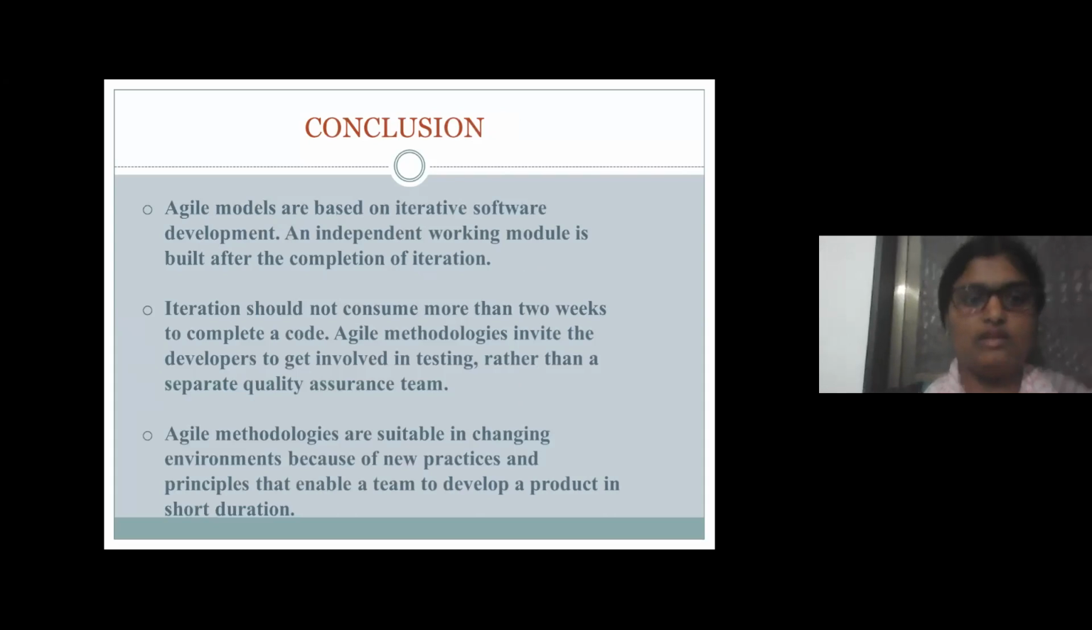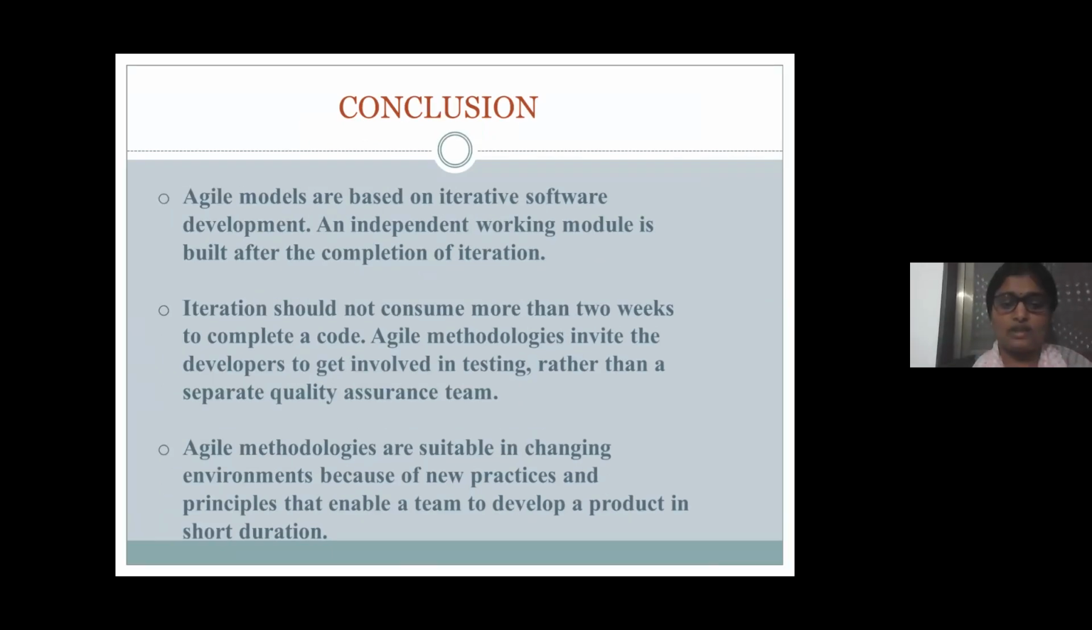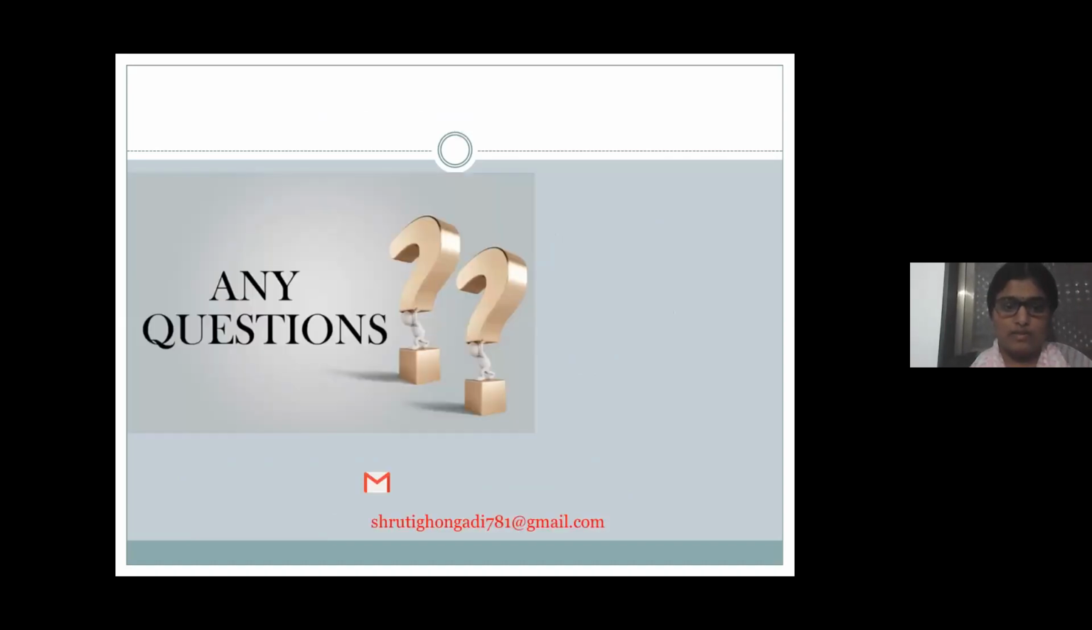Next one, conclusion. Agile models are based on iterative software development, and a working model is built after completion of iteration. Iteration should not consume more than 2 weeks to complete the code. Agile methodology invites developers to get involved in testing rather than having a separate quality assurance team. Agile methodology is suitable in changing environments because of new practices and principles that enable the team to develop a product in a short duration. There is a reference. Is there any question?